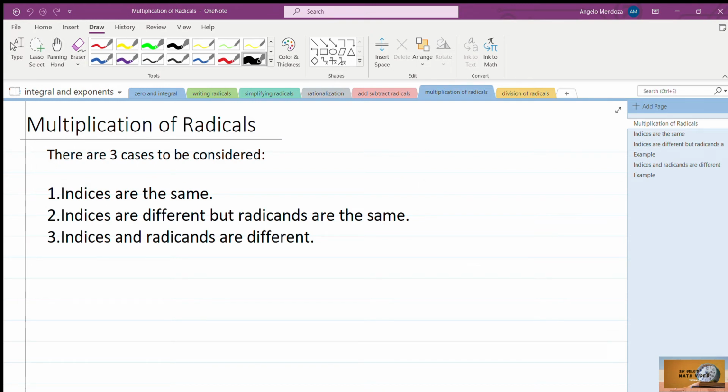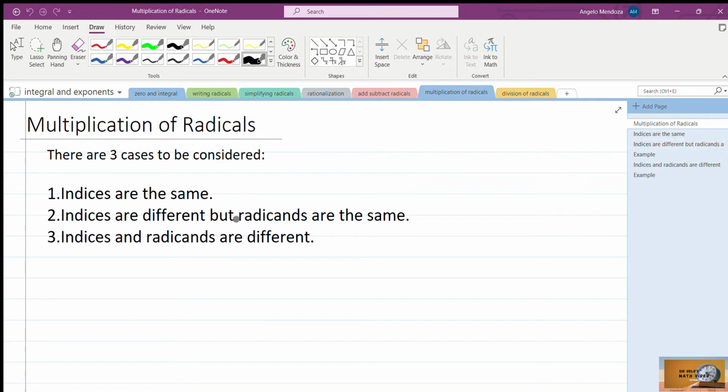So, there are three cases to be considered here. Number one, the indices are the same. Number two, the indices are different but the radicands are the same. Number three, indices and radicands are different. So when we say indices, this is the nth root outside the radical sign. So for number one, indices are the same.